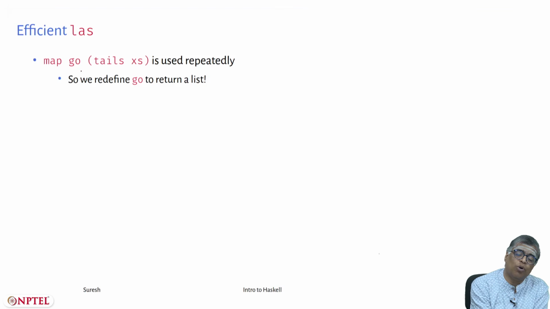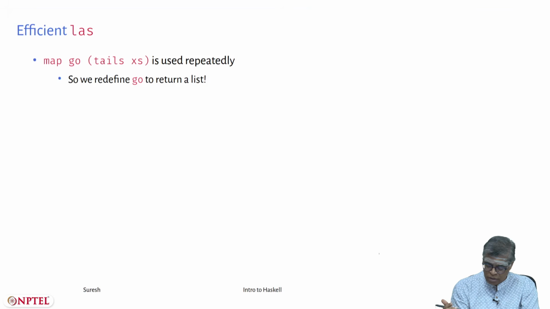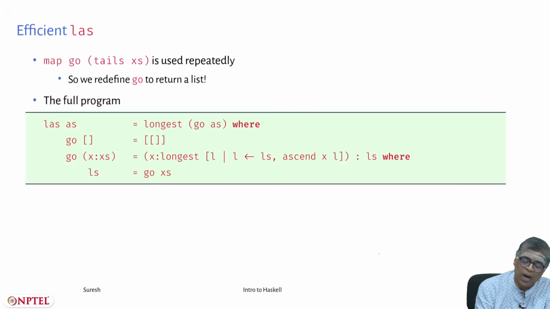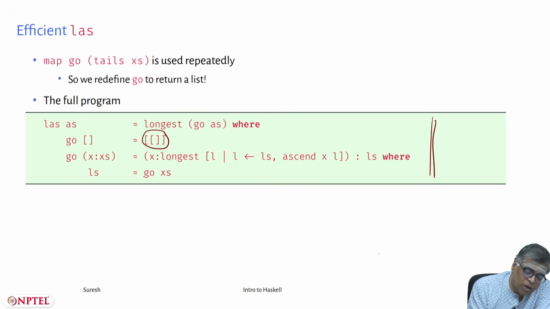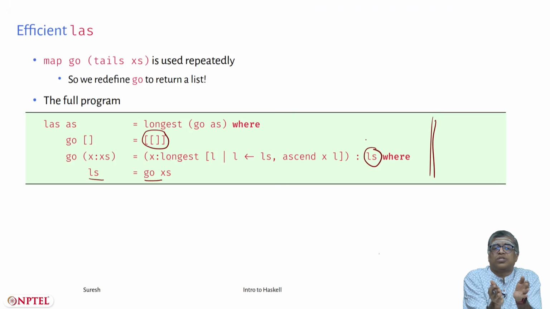This whole map of Go over tails of x's, you take it to be one function, and if you do that, then the full program is just this ridiculously simple program. LAS of x's equals longest of Go of x's, where Go of the empty list is the list containing the empty list. Go of x colon x's is x followed by longest of the same computation that we had earlier. First you do Go of x's, let us say, you take that and then you stick this new longest ascending sequence in front, okay.